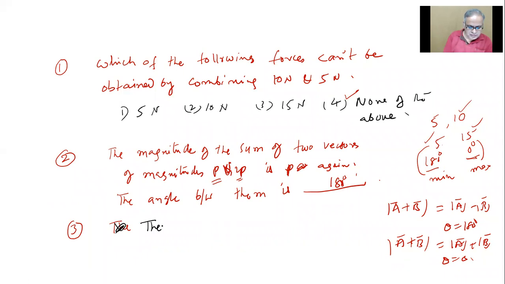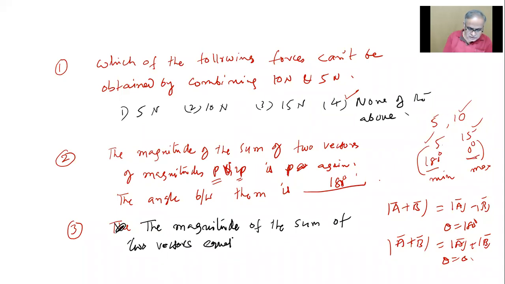The magnitude of the sum of two vectors equal in magnitude is equal to either of them.